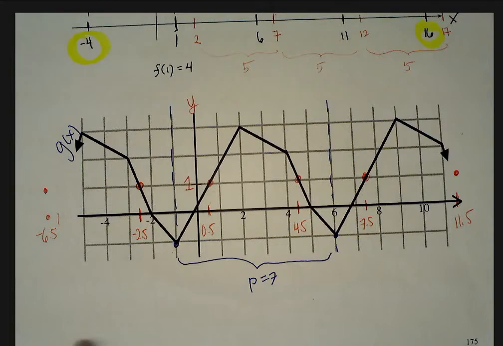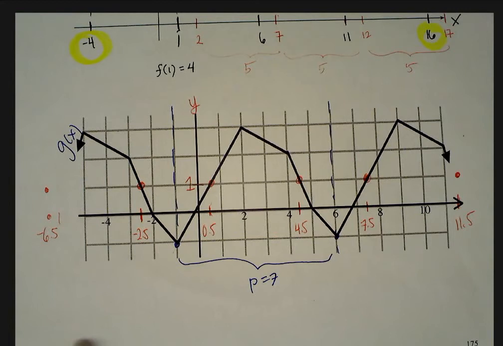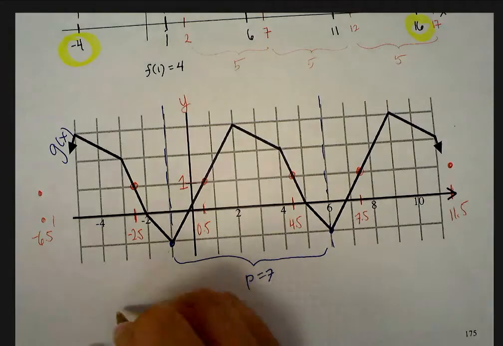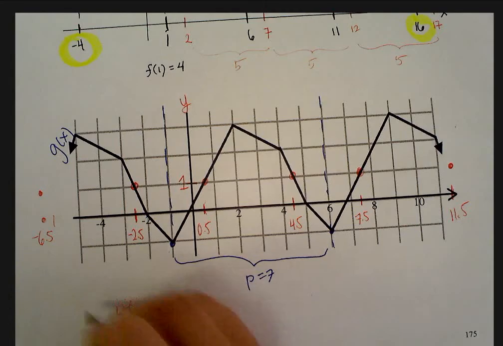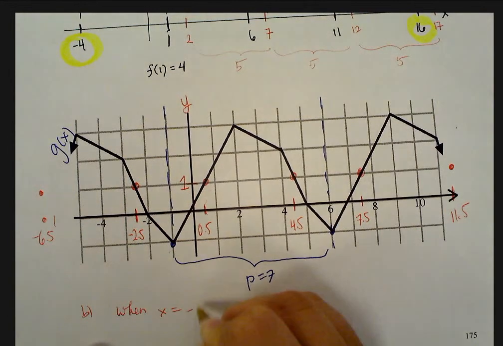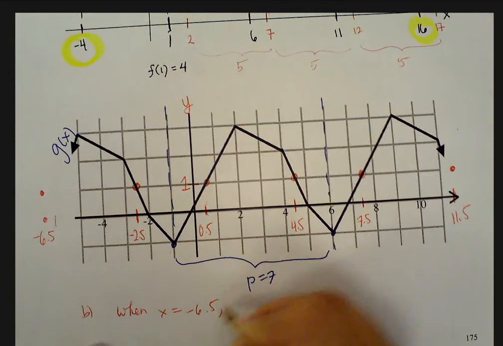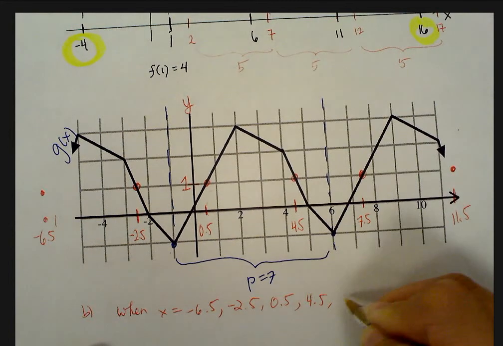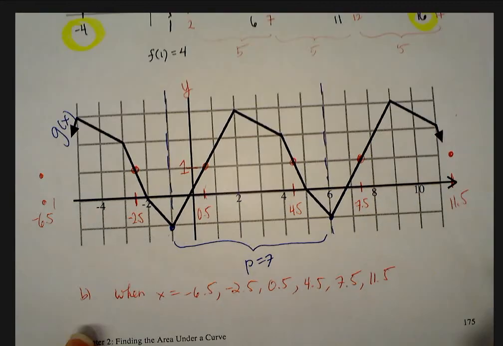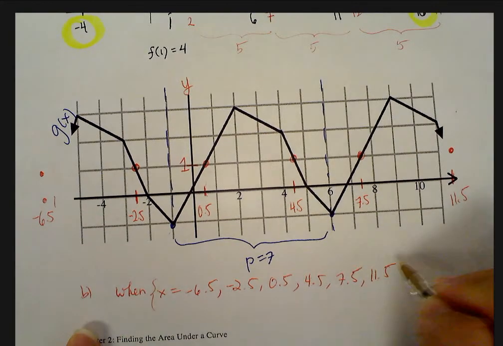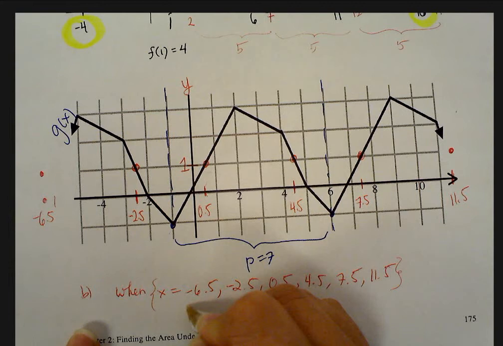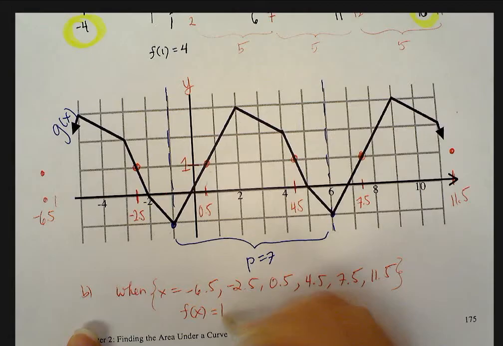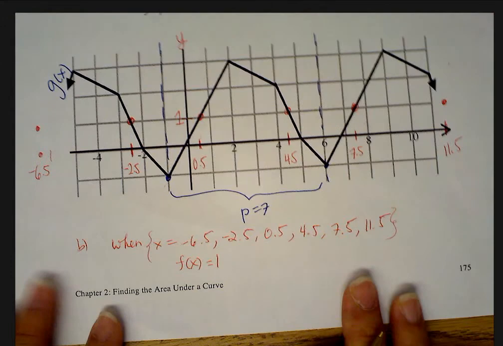Okay? So what are my 6 solutions where the y equals 1? When x equals negative 6.5, negative 2.5, 0.5, 4.5, 7.5, and 11.5, what happens? F of x equals 1. Okay? Beautiful.